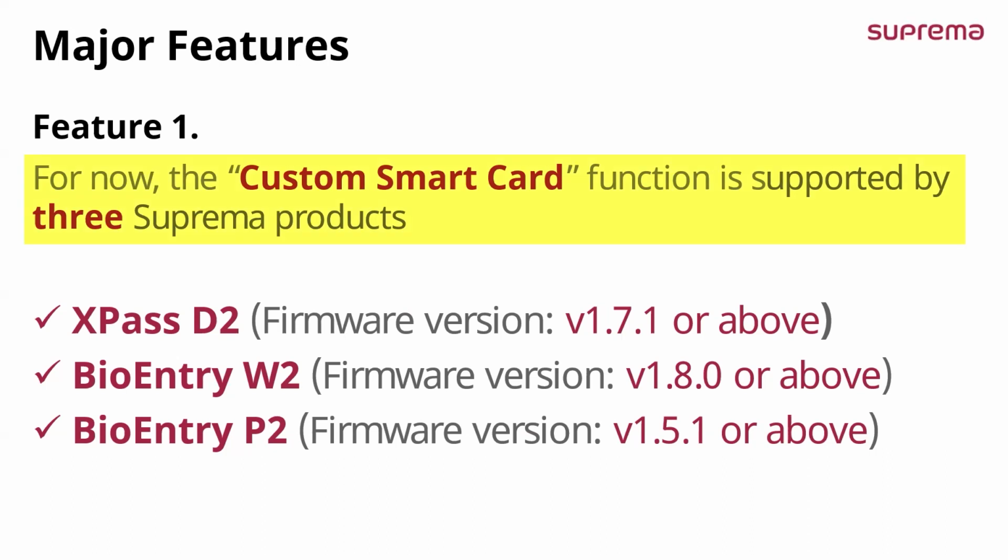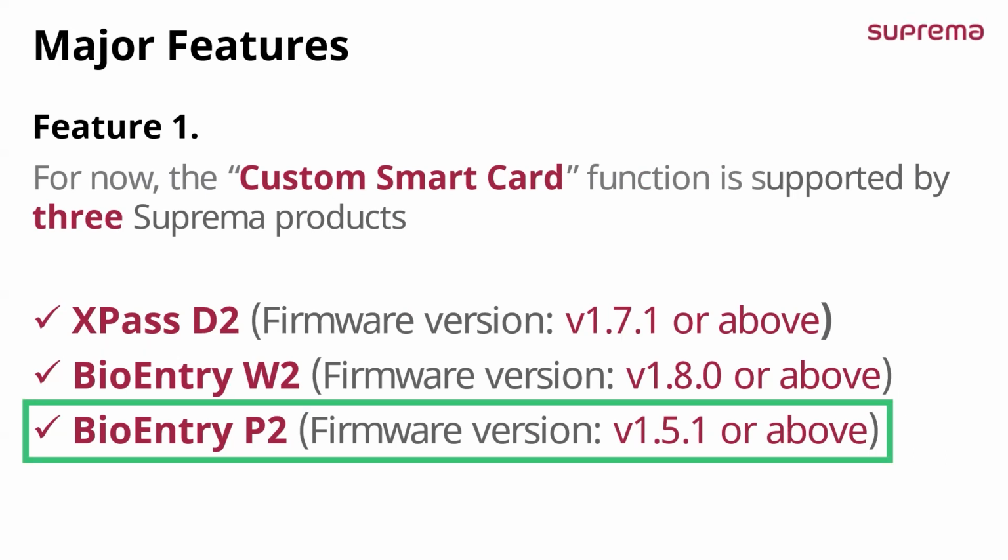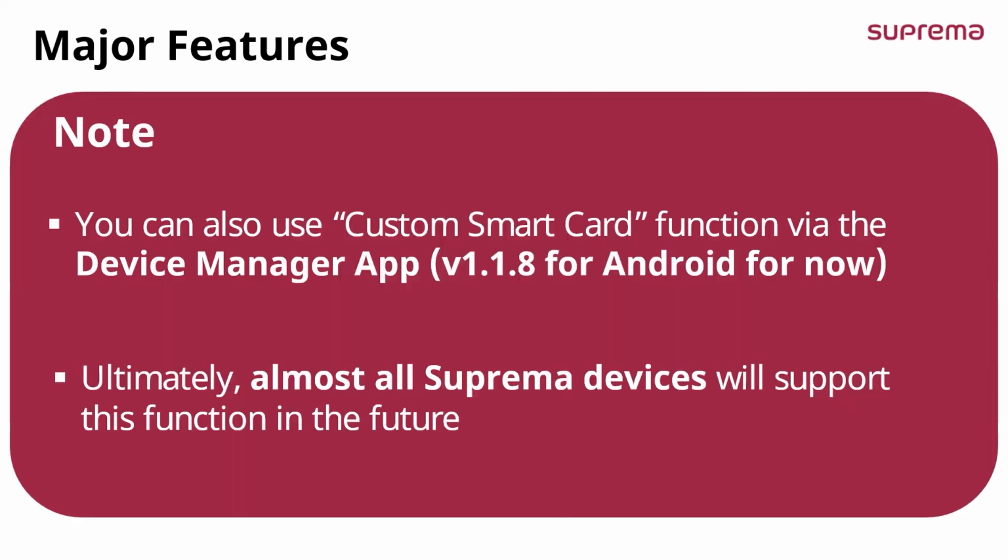Feature 1. For now, the custom smart card function is supported by 3 Suprema products as below. Those are Express D2, BioEntry W2, and BioEntry P2 having the stated firmware version. Note that you can also use custom smart card function via Device Manager app having the version 1.1.8 for Android for now. And Suprema has a plan to apply this custom smart card function to almost all our devices in the future.